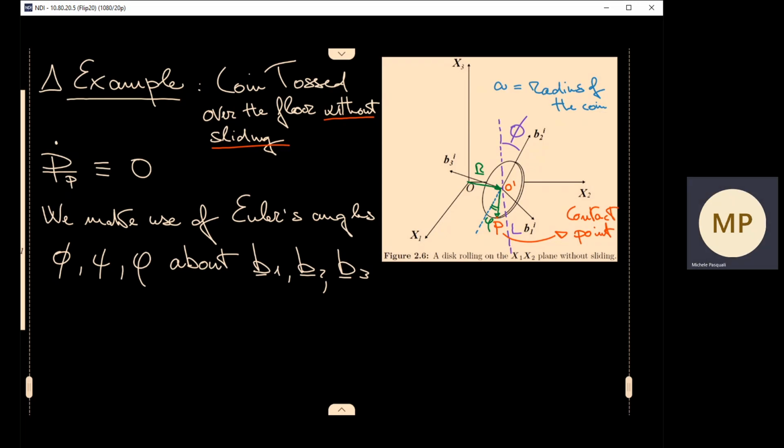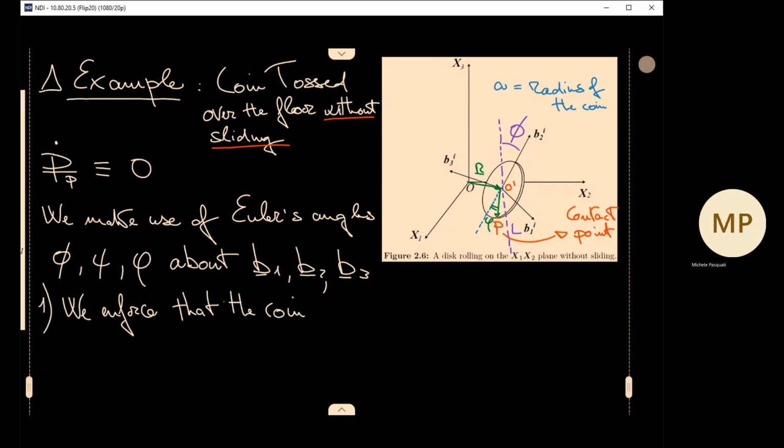So we have to enforce two things if you think about it. We have to enforce that the coin touches the floor, and then that it touches it without sliding. So let's do this, constraint one step at a time. So first, we enforce that the coin touches the ground, the floor.